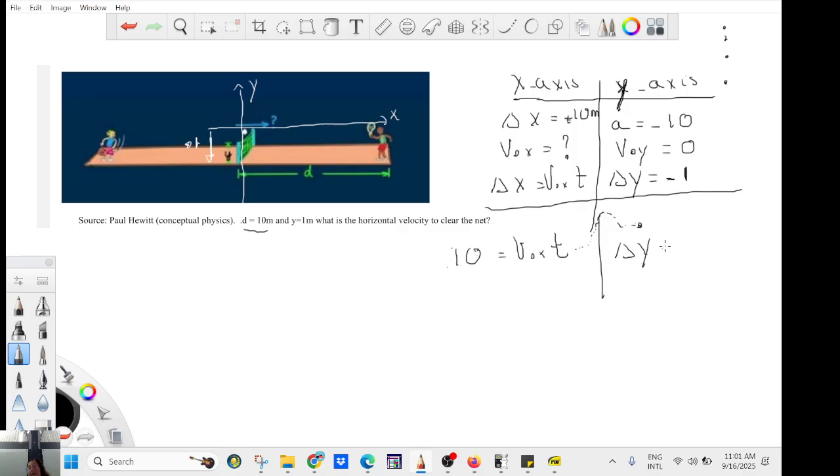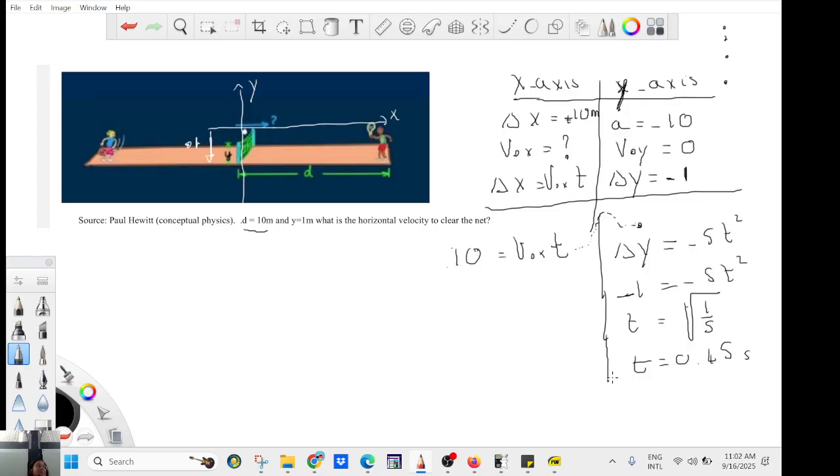So delta y equals, very good, -5t squared. Initial velocity is 0 because no one is getting mad at the tennis ball. It's not being pushed downwards. So delta y is -1 equals -5t squared. So t equals... Yes. Good.